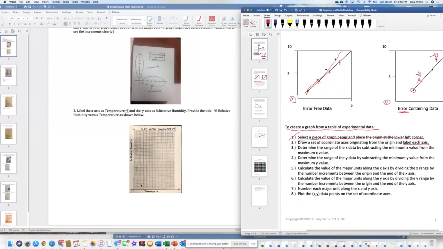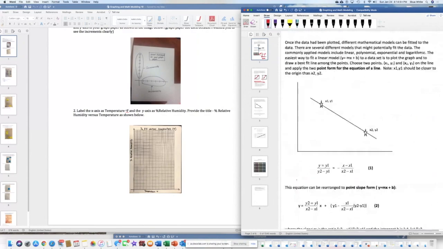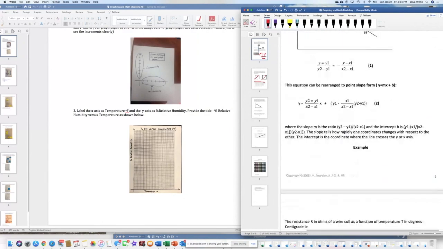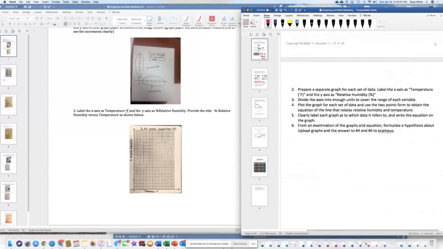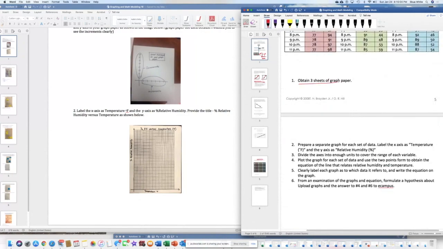Then it says label each axis. I did that. Temperature, degrees Fahrenheit. So let me scroll and tell you how I knew this was degrees Fahrenheit. When you scroll down here, this is your actual directions. It tells you obtain 3 sheets of graph paper. I'm only working with one first. Then it says prepare a separate graph for each set of data. Label the x-axis as temperature degrees Fahrenheit. That's how I knew temperature degrees Fahrenheit.